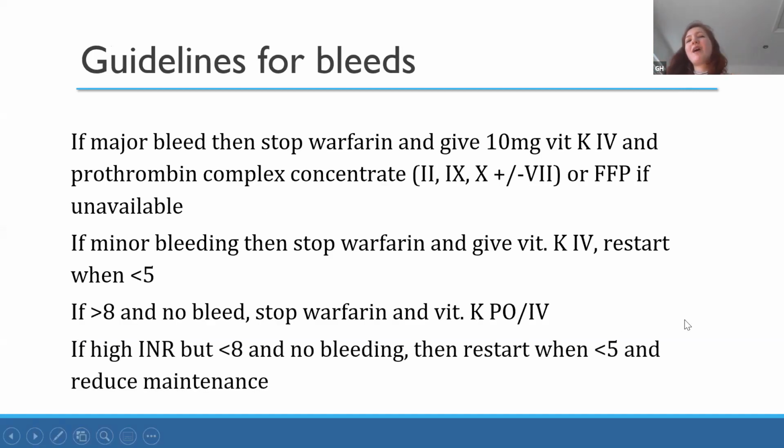Yeah, so generally what happens is that when someone's had a bleed, it doesn't matter if they've had a big bleed or a little bleed, you're going to be stopping their warfarin, and you're going to be giving them 10 milligrams of vitamin K IV.